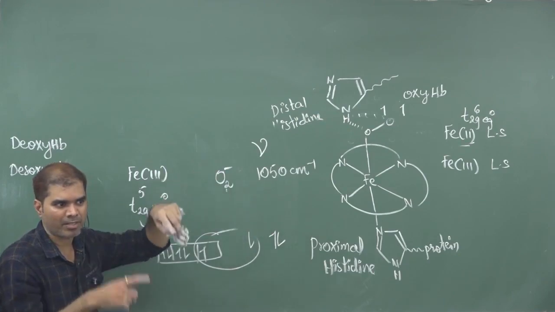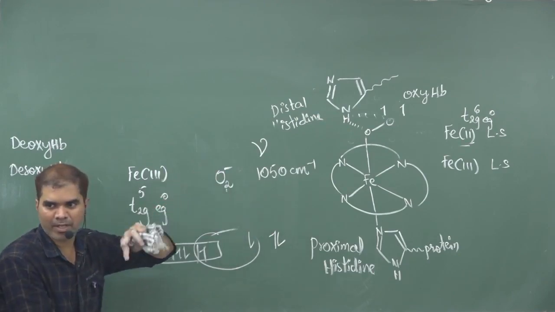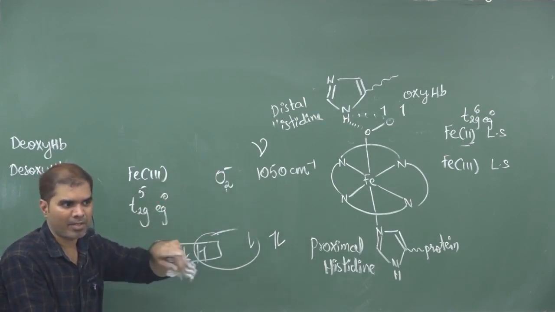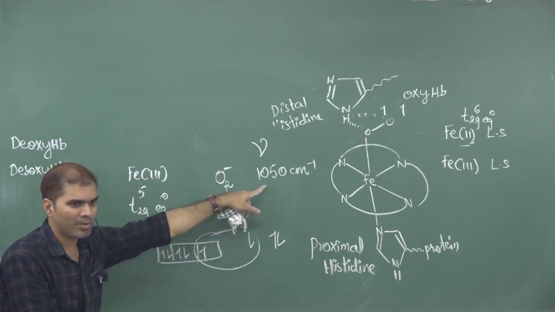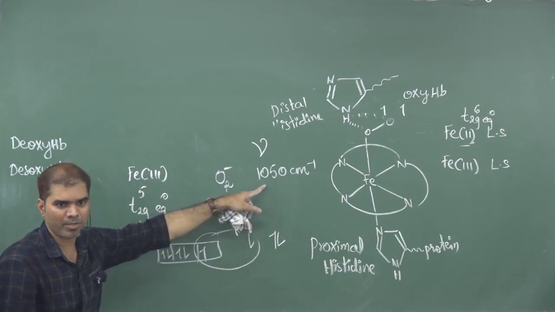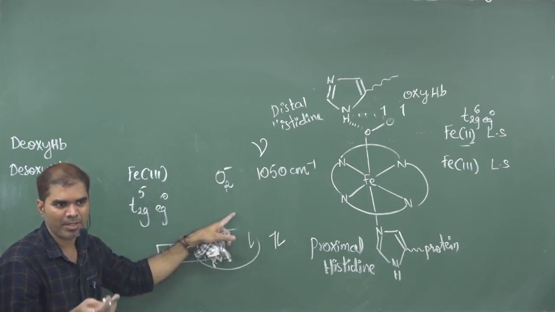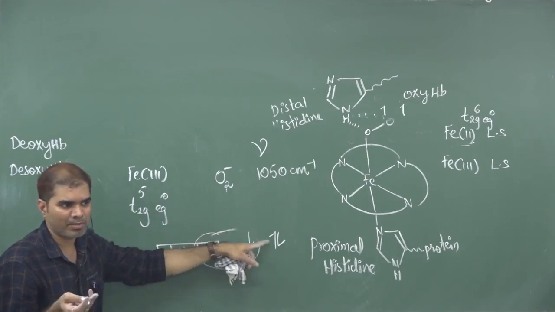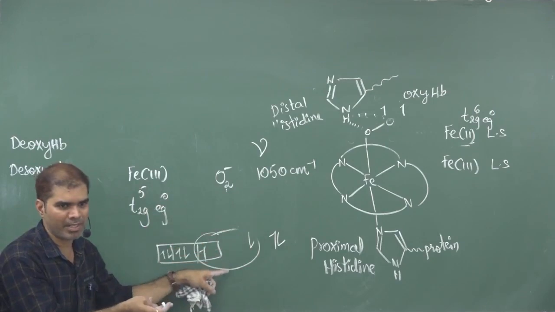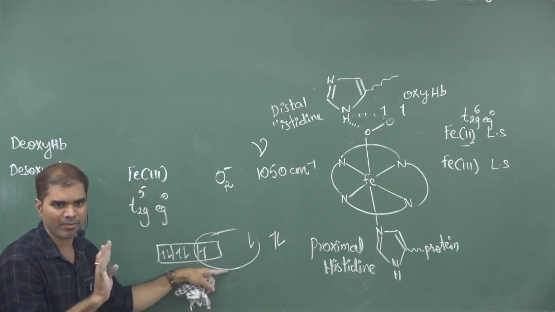Yesterday I gave you data: 1555, 1100 to 1150, 800 to 900. So 1050 is close to superoxo. Therefore, oxygen might be converting into superoxo. When does oxygen convert into superoxo? When iron 2 converts into iron 3. Is this evidence okay for you?